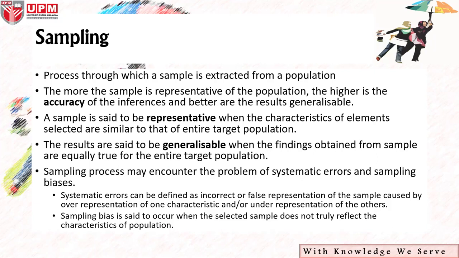Tapi what we can do, memang this one kita tak boleh nak buat apa. But we just aware that there are two errors that might exist. First one, systematic error. Second one, sampling bias. The sample that we select ni, it is actually not representative of the whole population. Kita terambil sampel yang dominant, and then the dominant characteristic does not represent the whole population. Dia boleh jadi, okay?